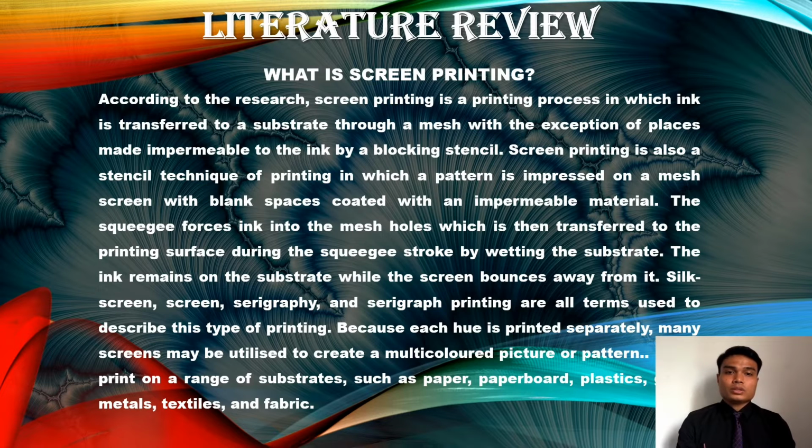The squeegee forces ink into the mesh hole, which is then transferred to the printing surface during the squeeze stroke by wetting the substrate. The ink remains on the substrate while the screen bounces away from it. Silk screen, serigraphy, and serigraph printing are all terms used to describe this type of printing. Because each hue is printed separately, many screens may be utilized to create a multicolor picture or pattern. Print on a range of substrates such as paper, paperboard, plastic, metal, textile, and fabric.